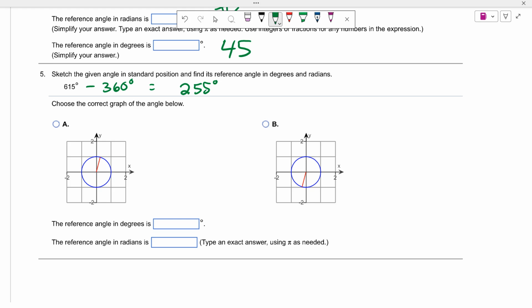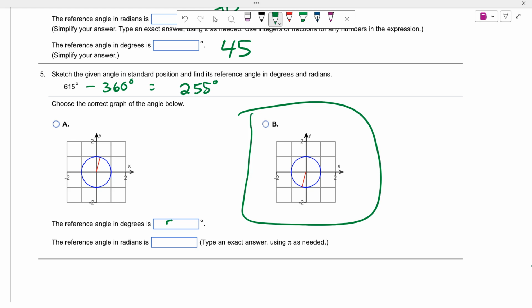Where is that? Well, I think that's like right here. Okay? So, how many degrees away am I from the x-axis at 255 degrees? How far am I away from the x-axis? And it would be 75 degrees.